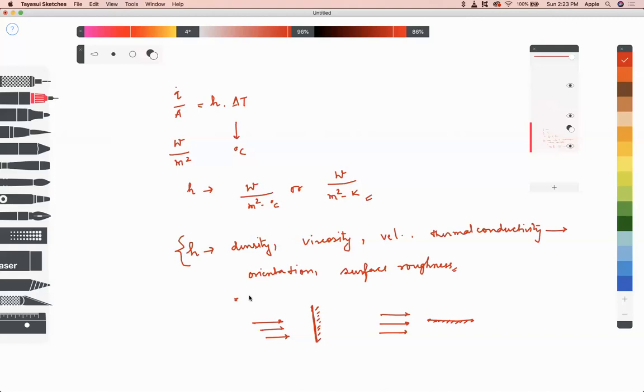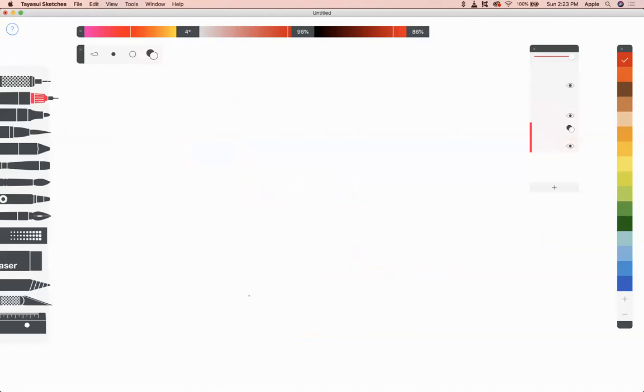Let us go into the third subsidiary law, which is your Stefan-Boltzmann law. Now, when it comes to radiation, all right, when it comes to radiation, there are actually four subsidiary laws. The first one is your Stefan-Boltzmann.